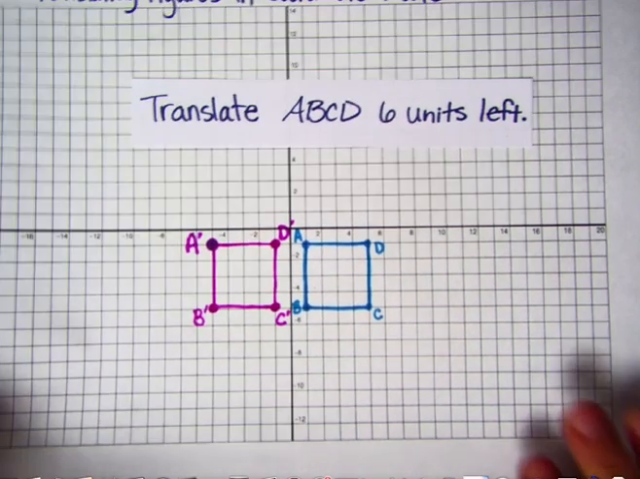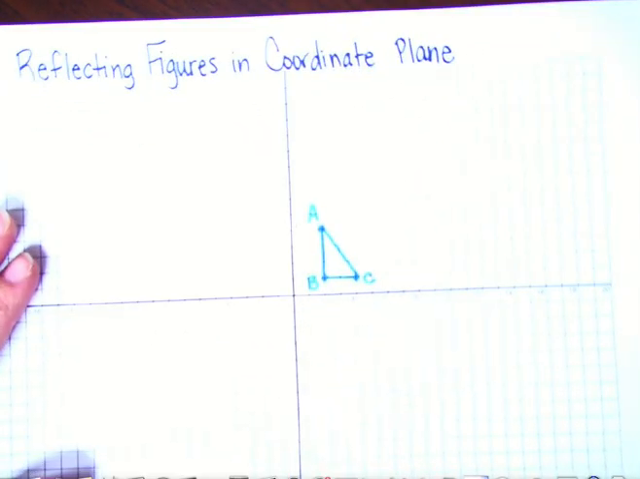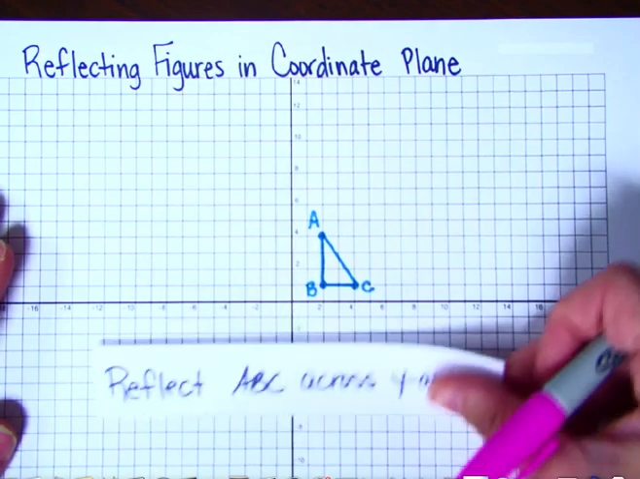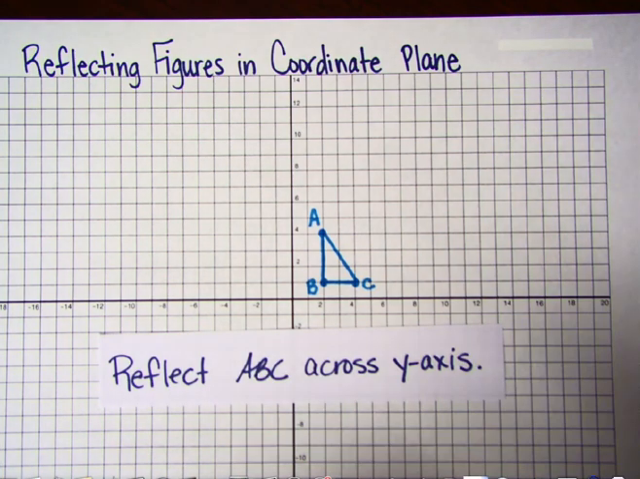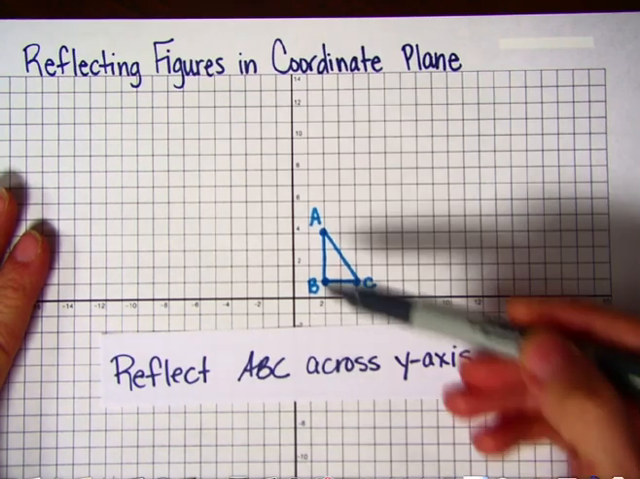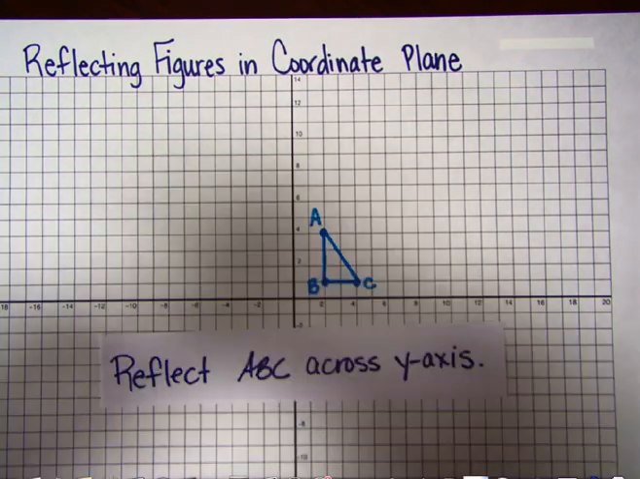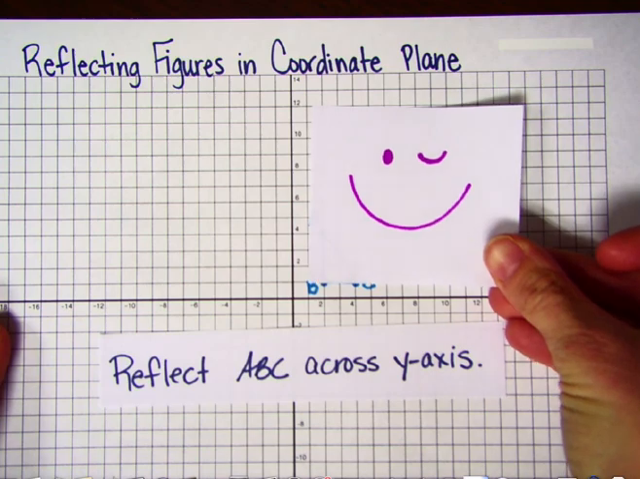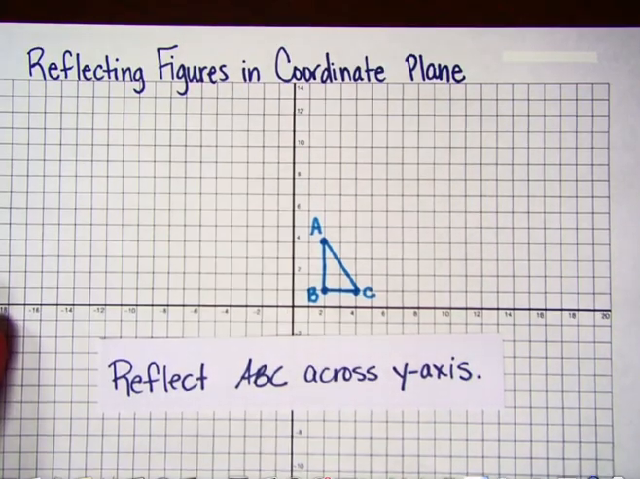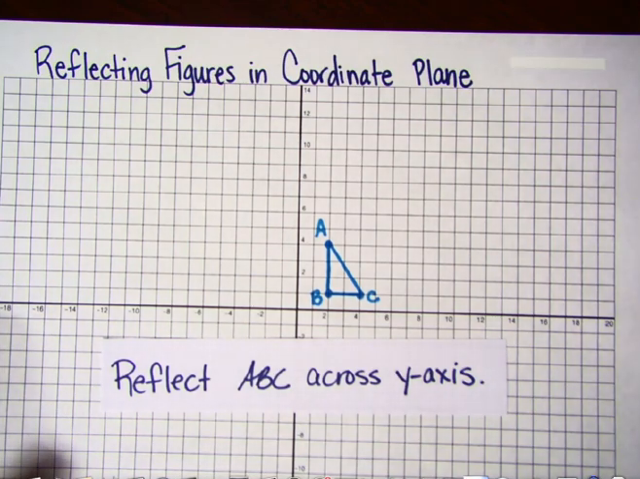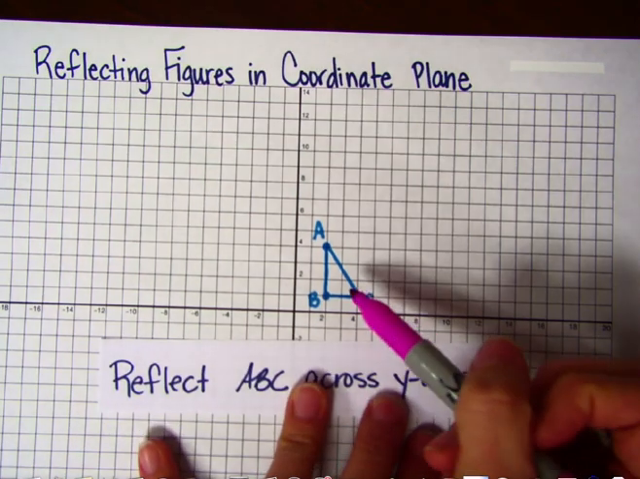All right, let's try another one. We are going to reflect. So this one, we are reflecting triangle ABC across the y-axis. Well, first I have to remember that this axis is the y-axis. So we want to go over the y-axis. Let's look again at our smiley face. If we're over here and we want to go over the y, we're going to flip it over the y. So we're going to do the same thing with our triangle. All right. So I'm going to go over there.